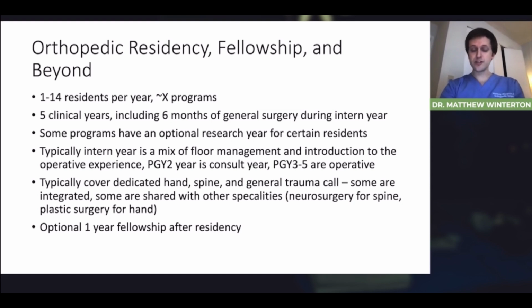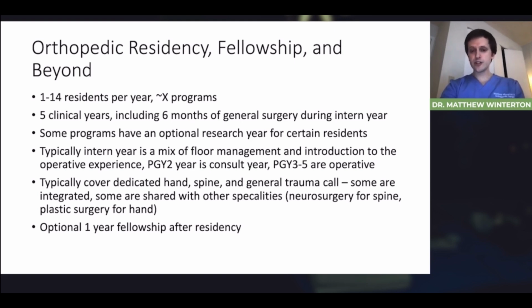PGY 2 year, or the second year of residency, is typically the consult year. So you carry a pager. And when there are emergencies or traumas, such as the one that we saw previously on the slide, when those come into the emergency department, you usually are the first line clinician. They will call you and say, I have an orthopedic consult for you, and you will go see that patient in the emergency department. There is a trend towards adding increasing operative responsibilities as a second year resident.